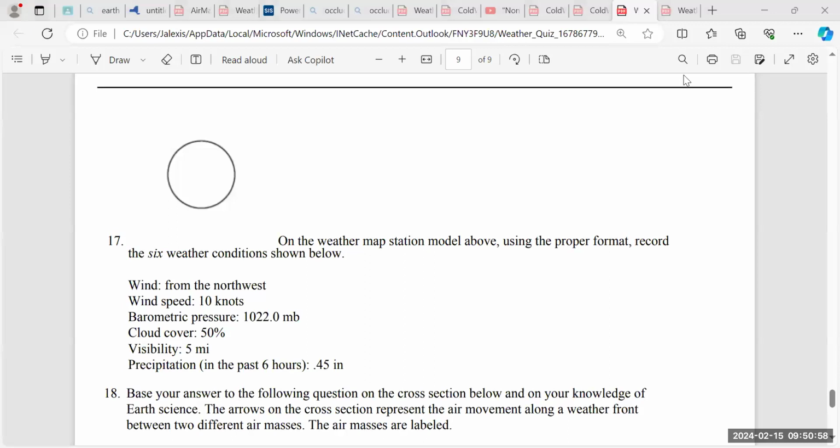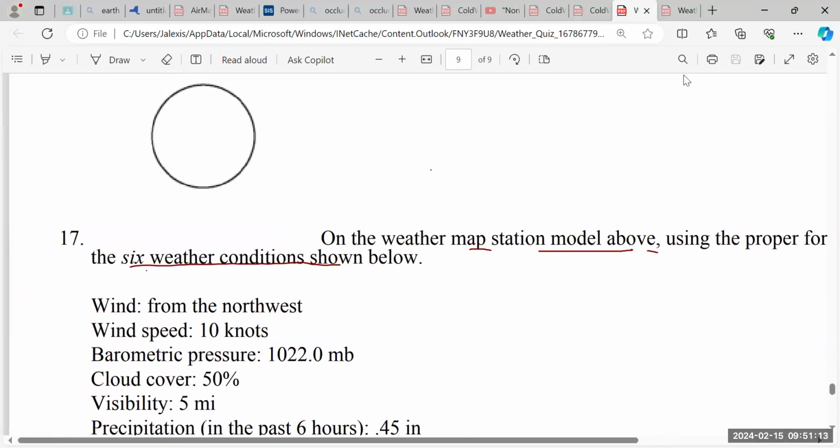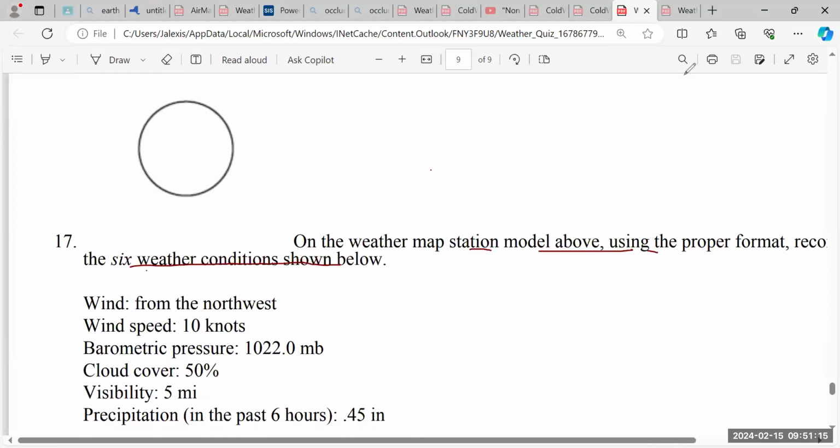All right, everybody, we're looking at number 17. Number 17 says, on the weather map station model above, using the proper format, record the 6 weather conditions shown below. I know how much we love weather station models, so we are ready to cook. First and foremost, we have the wind from the northwest, which means I'm going to draw my long line toward the northwest. That's the first step. Then it says wind speed of 10 knots. That's just one long feather, 10 knots.